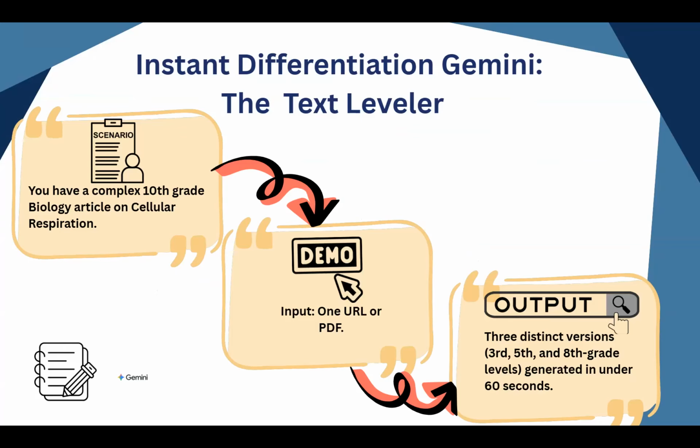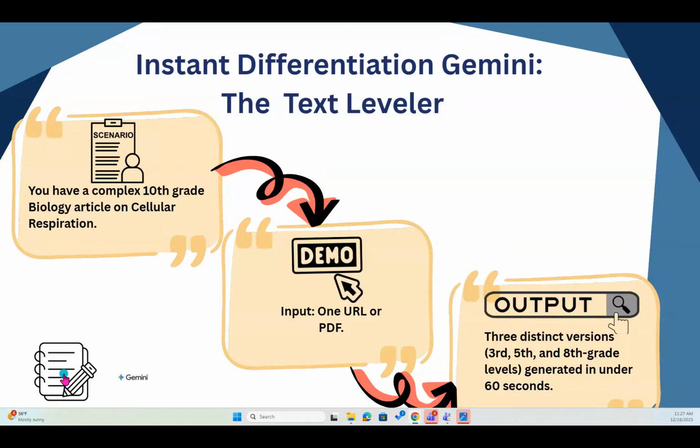In this lesson, we're going to use instant differentiation with Gemini. This is called levelizing text or the text leveler. In this scenario, you have a complex 10th grade biology article on cellular respiration. For the demo, we're going to input either the URL or the PDF into Gemini, and our output will be three distinct versions of 3rd, 5th, and 8th grade levels generated in under 60 seconds. These distinct versions will allow students to capture their understanding immediately.